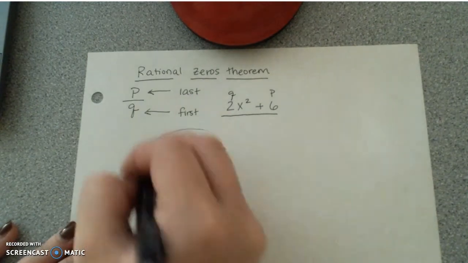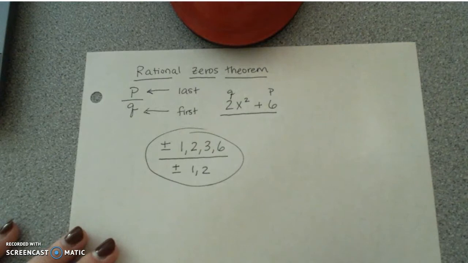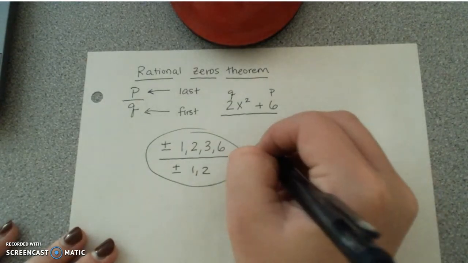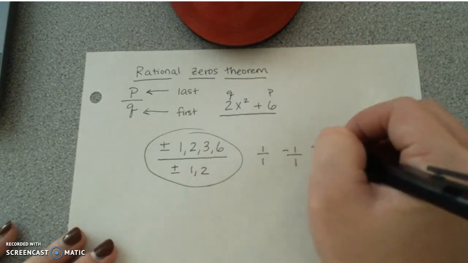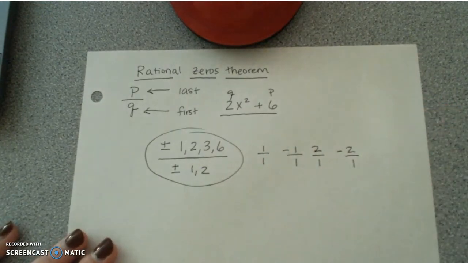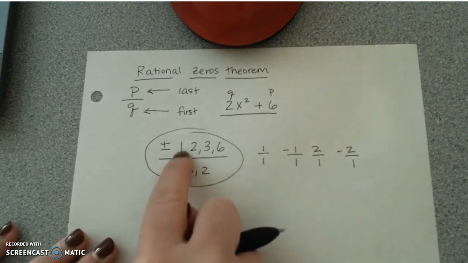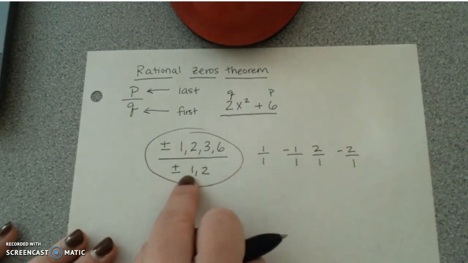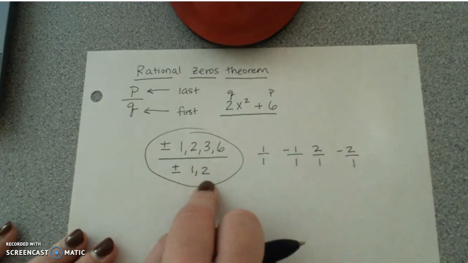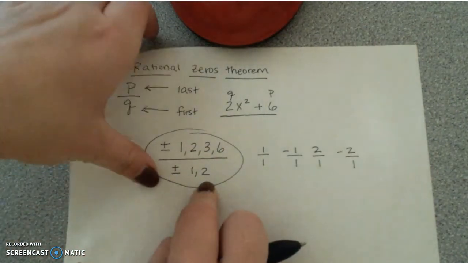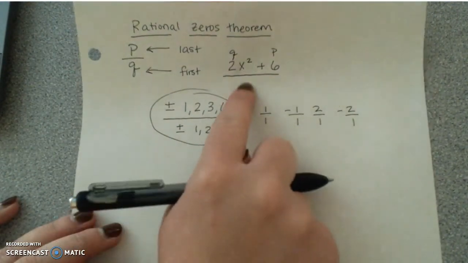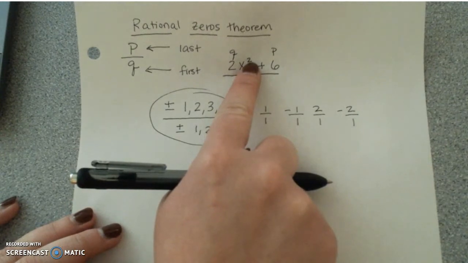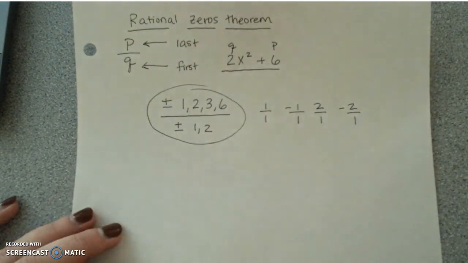Now remember, I'll allow you to leave it like this, but this means that we have the factors 1 over 1, negative 1 over 1, 2 over 1, negative 2 over 1, and so on and so forth. We have to put each number in the numerator over each number in the denominator. So then the question is, well, not all of these are rational zeros, because this function only has 2 zeros because of its degree.